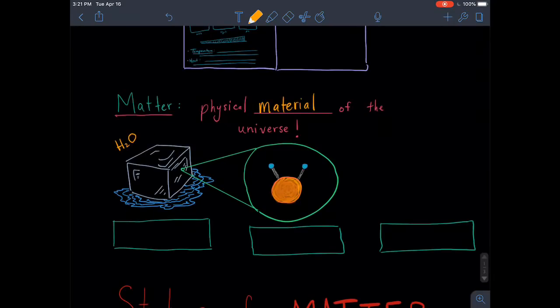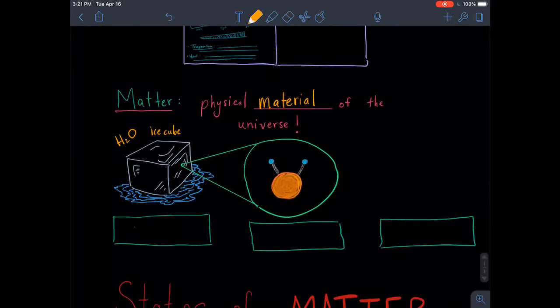So here we have our ice cube. And you can see it's even melting a little bit there on the bottom. So this here is a physical material. It's something you can touch. It's something that you can hold. And so we'll call this first thing our matter.